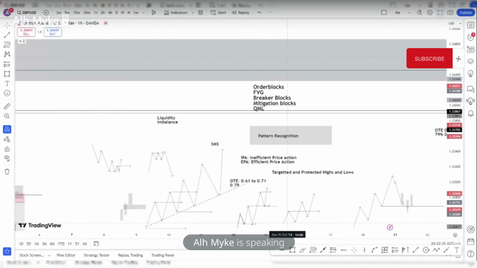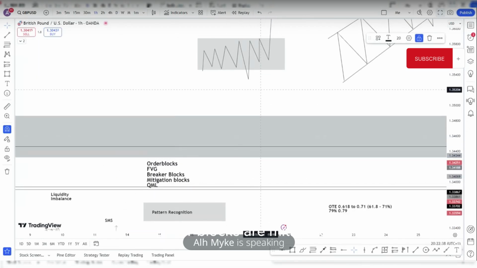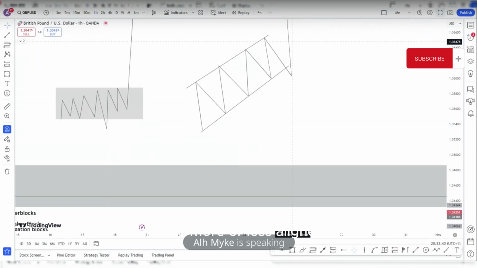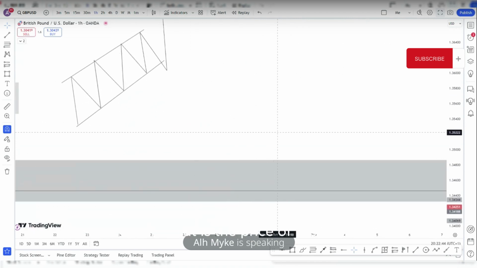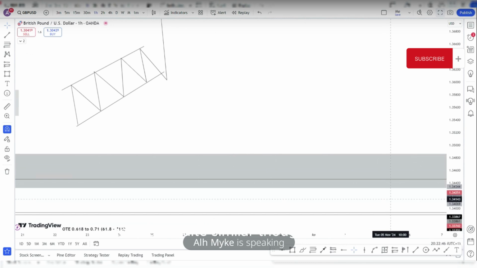Now the next one we're going to be looking at: we've looked at order blocks, we've looked at FVGs. We're going to talk about the breaker block. Breaker blocks and mitigation blocks are more or less aligned, right? Just that the only difference, what's the difference in both of them? They are quite similar though. Now, the breaker block happens something like this.